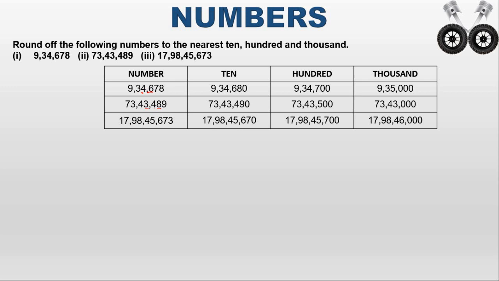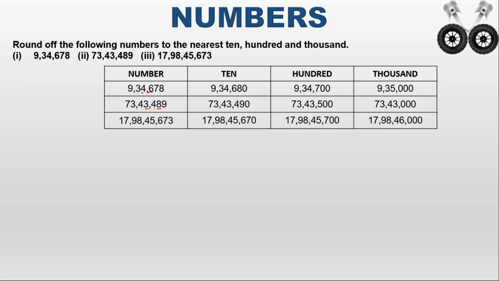Okay. So now move on to the 1000 portion. Okay. So in 1000 portion, you have to look at the right side number. What is the right side number? 4. 4 is less than 5. That means you have to write the number as it is. So 73,43,000.